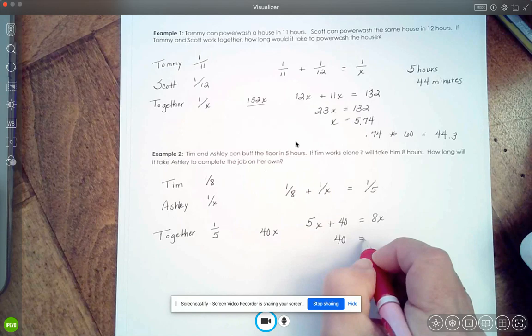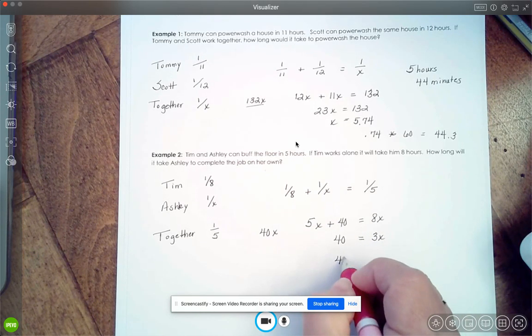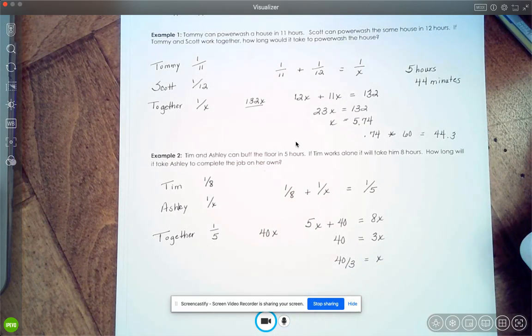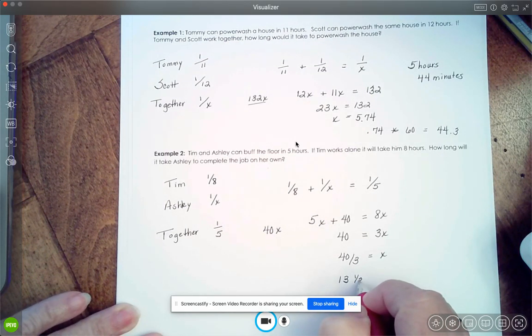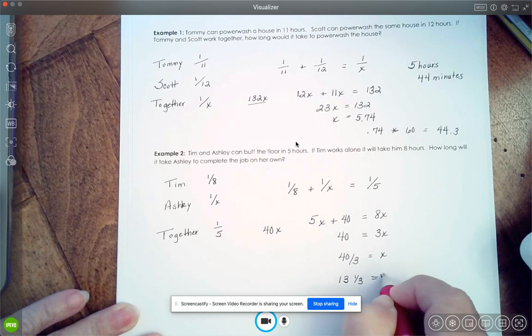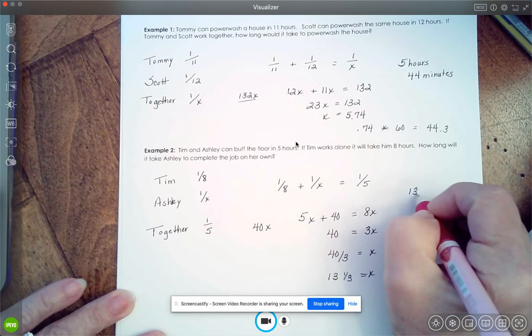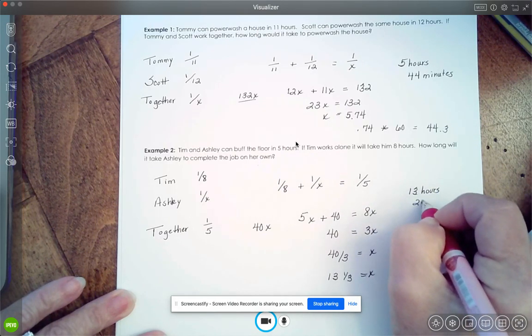Combine my like terms. And 40 over 3 is going to be equal to x. So 40 divided by 3 is 13.33, or 13 1/3. So it's going to take Ashley 13 hours and 20 minutes.